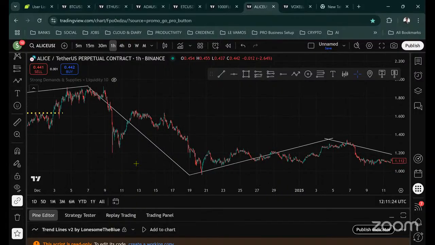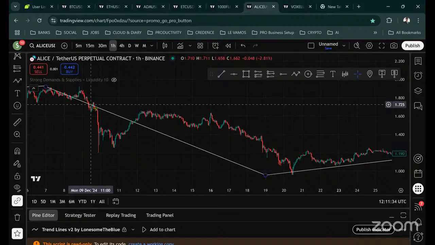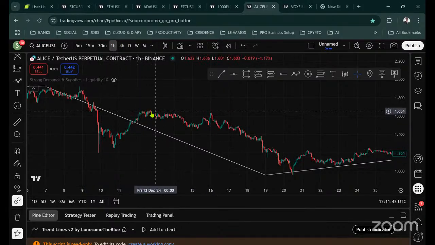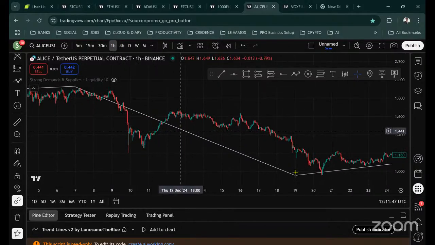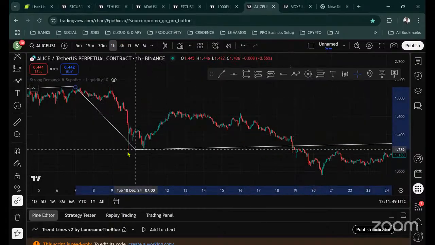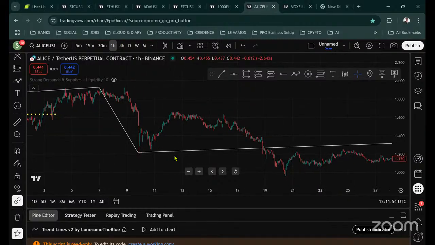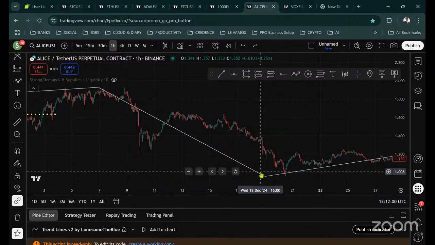Here there is no valid pullback because this is the lowest candle. Yeah, this is the lowest candle. So it is not going above. This will be this. No, this is wrong. Sorry. This is wrong. This is the right one.